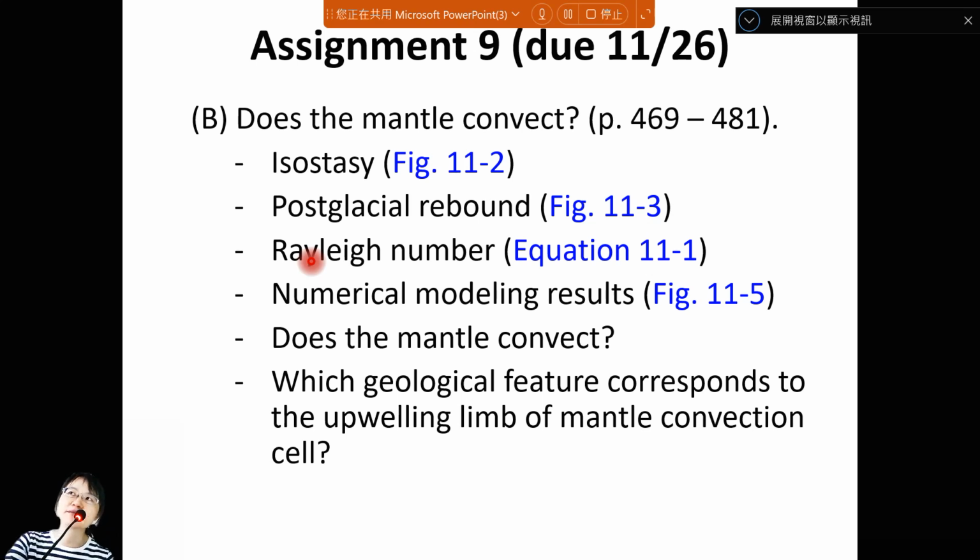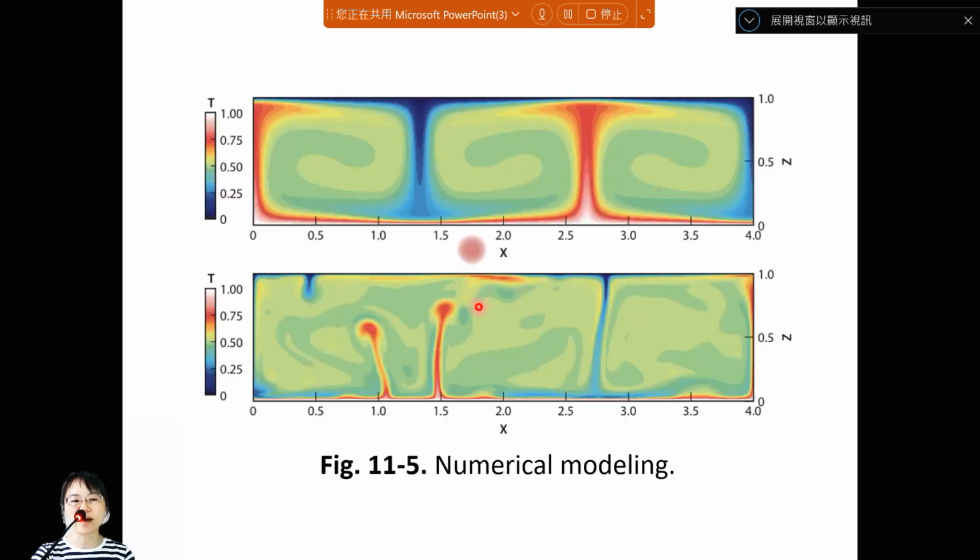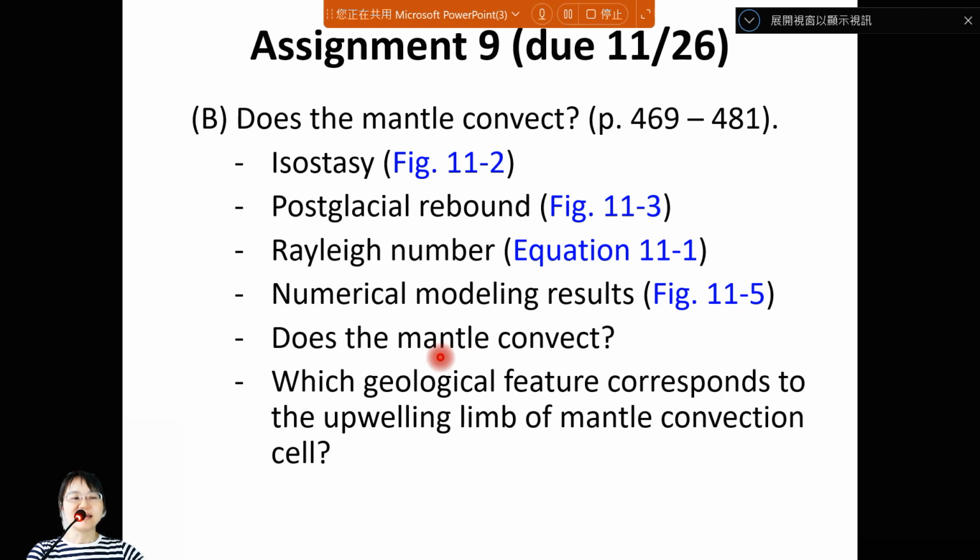The Rayleigh number is a concept from fluid dynamics. You have to refer to this equation and then explain the result of the numerical modeling, which is this graph. Then you have to answer, does the mantle convect? What do scientists think? Lastly, which geological feature would correspond to the upwelling limb of the mantle convection cell?